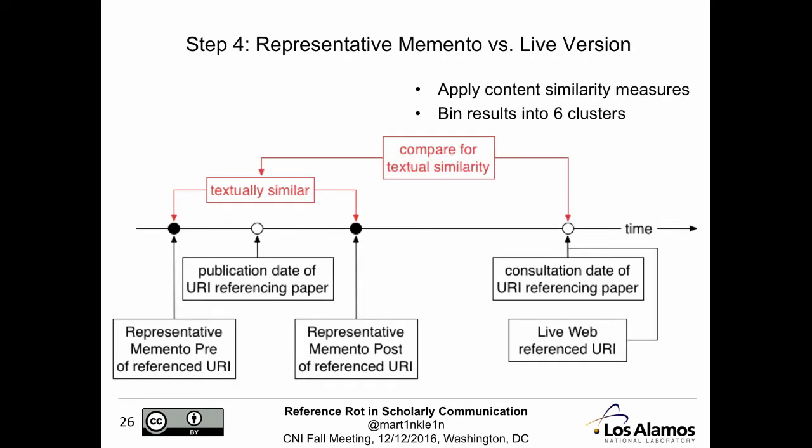Okay, so what we do next is, as I mentioned before, the comparison between the representative memento that we determined earlier and the textual representation of the live version of that URI. We apply our same four similarity measures to assess that similarity. And for convenience, we bin the results into six bins by similarity score. I mentioned that the scores are normalized between 0 and 100. The first bin represents values between 0 and 20, 20 and 40, 40 and 60, and so on and so forth. And the last bin is where the similarity score equals 100. So that's the perfect score, okay?